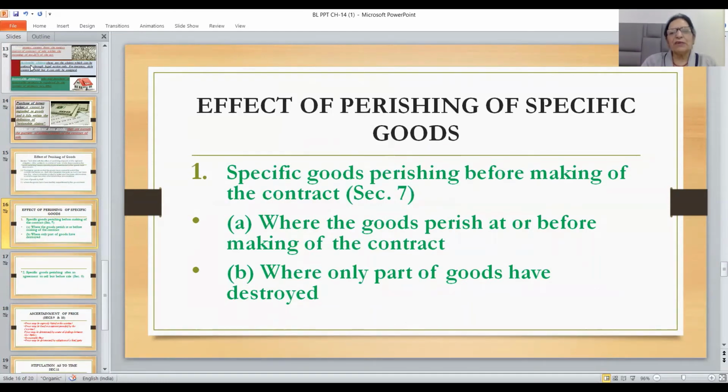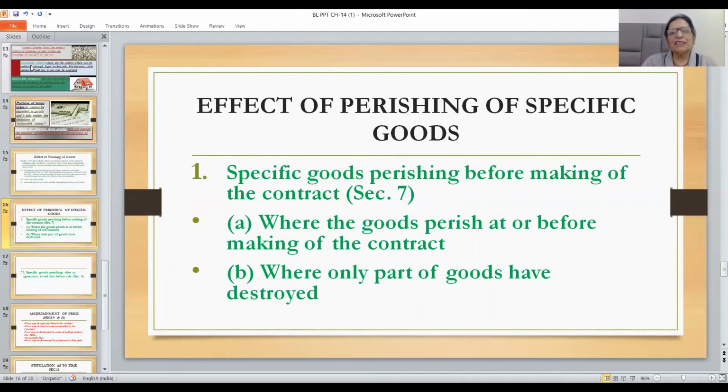First is specific goods perishing before making of the contract. So friends, remember sections 7 and 8 both are applicable in case of specific goods. Specific goods are the goods which have been identified and agreed upon by the buyer and the seller at the time of formation of contract. If they are future goods or unascertained goods, then in that case, sections 7 and 8 will not apply.